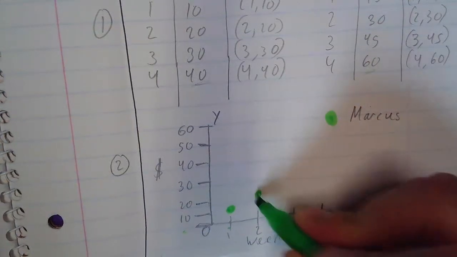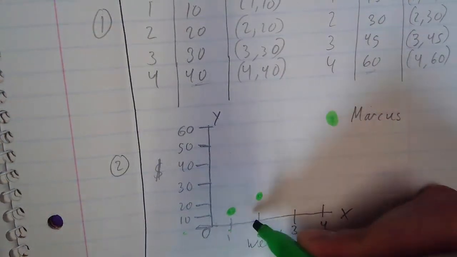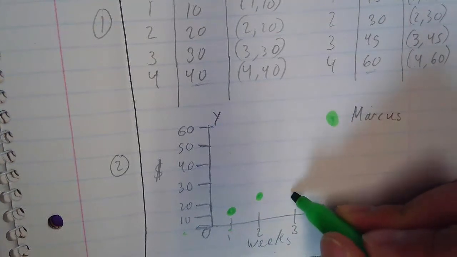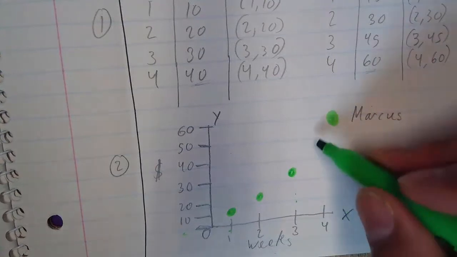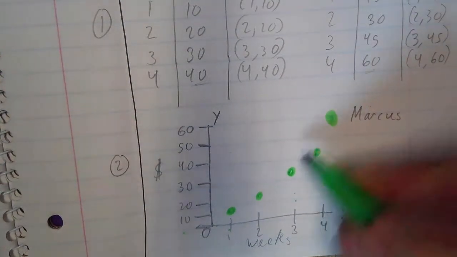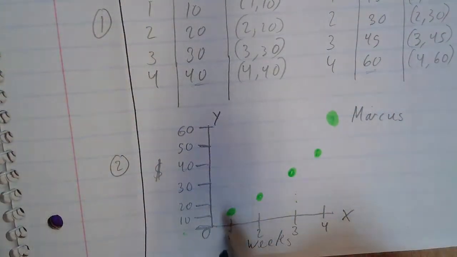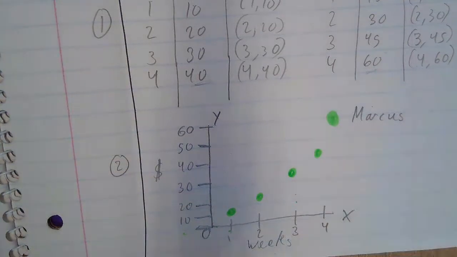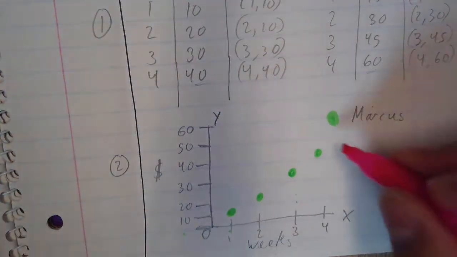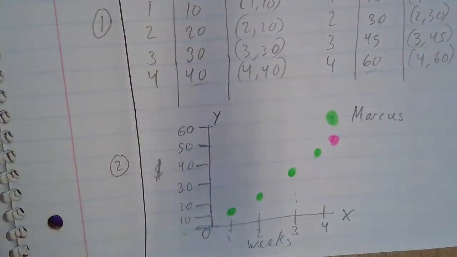2, 20, 3, 30, 1, 2, 3, 10, 20, 30, and then 4, 40. Now, I know I'm going kind of fast. I'm just going straight to the number, but I've been doing this so long, I already know, hey, you just go right to the x-coordinate, and then you go up or down, depending on the y-coordinate. All right, so that's Marcus. Okay. Now we're going to say this color is David.